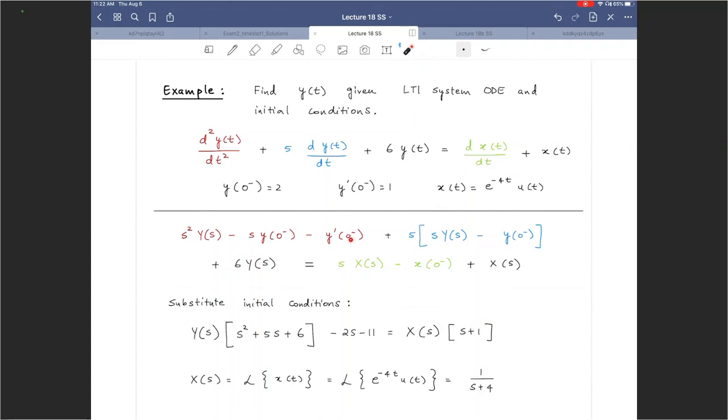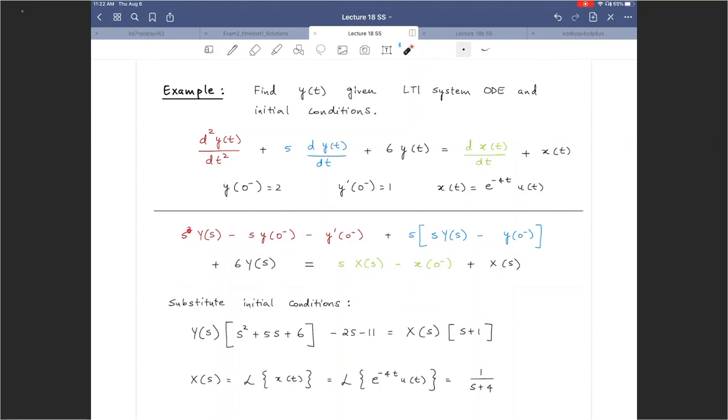I've color coded this so that you can follow along which term corresponds to what. In blue, you have 5 times dy by dt. So 5 times s Y of s minus y of 0 minus. 6 y of t becomes 6 Y of s. On the right side, dx by dt becomes s X of s minus x of 0 minus, plus x of t becomes X of s.